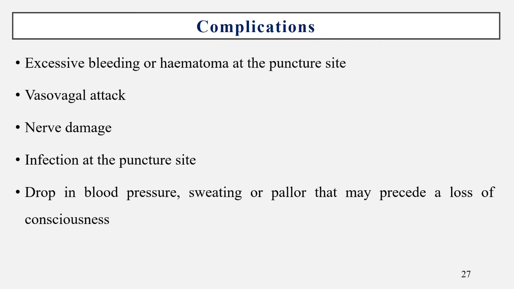Next, coming to the complications. What are the complications of arterial blood gas analysis? Excessive bleeding or hematoma at the puncture site, vasovagal attack, nerve damage and infection at the puncture site, and drop in blood pressure, sweating or pallor that may precede loss of consciousness. These are the complications.